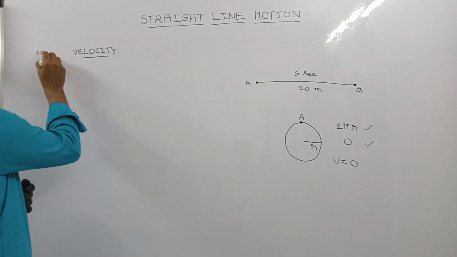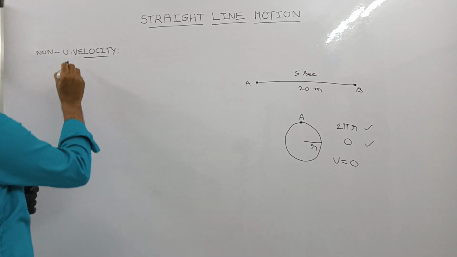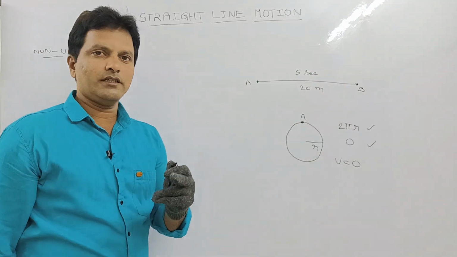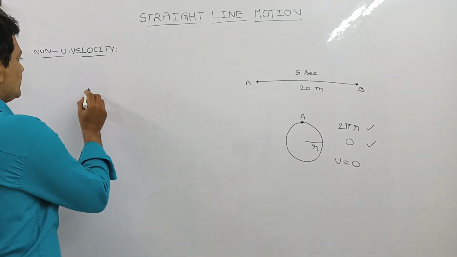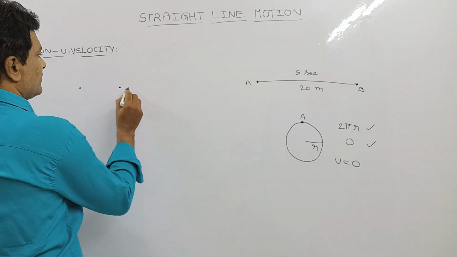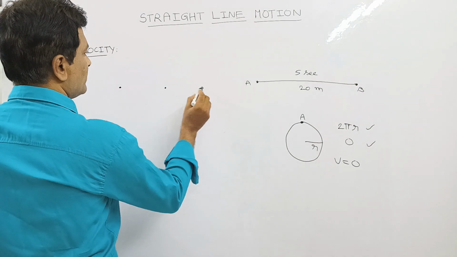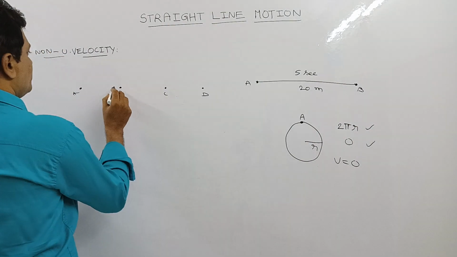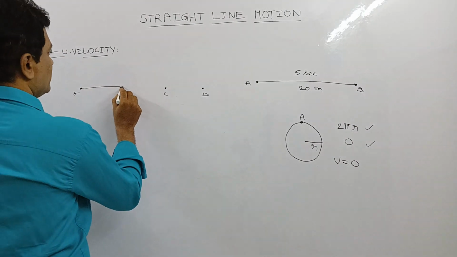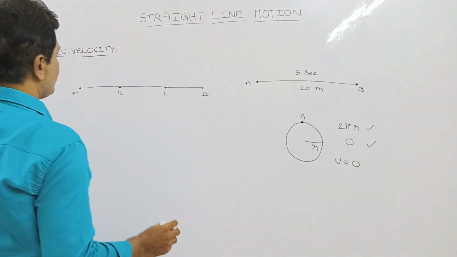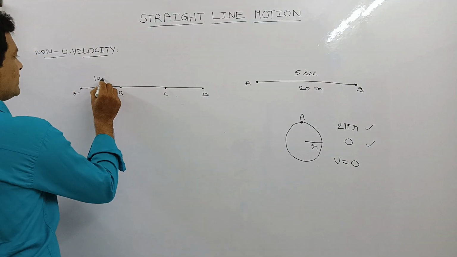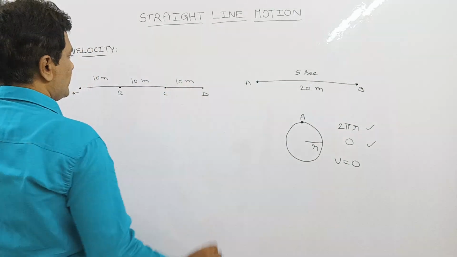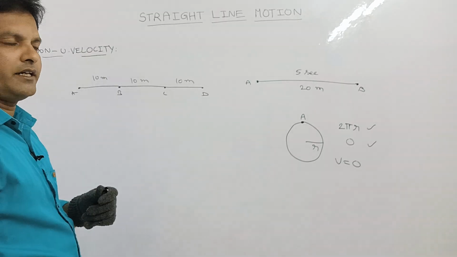This is non-uniform velocity. See, equal distances in unequal intervals of time. The same example we have taken here. The object is moving from A, B, C, D. A to B, B to C, C to D. Okay, so equal distances. Suppose this is again 10 meters, 10 meters and 10 meters. Equal distances in unequal intervals of time.